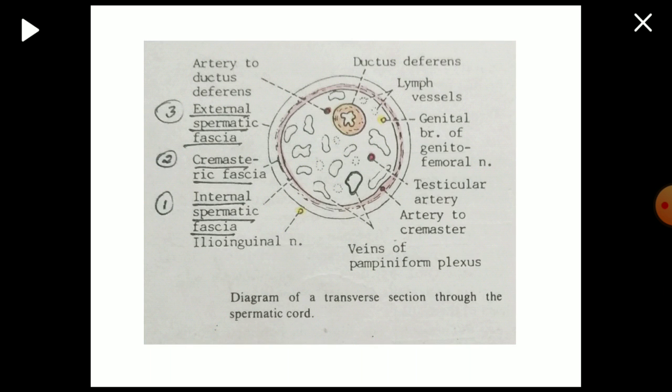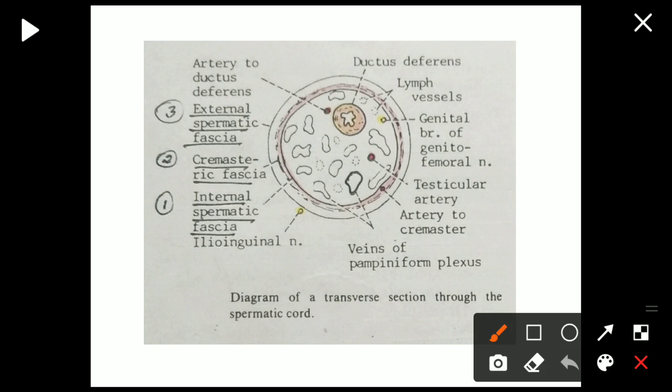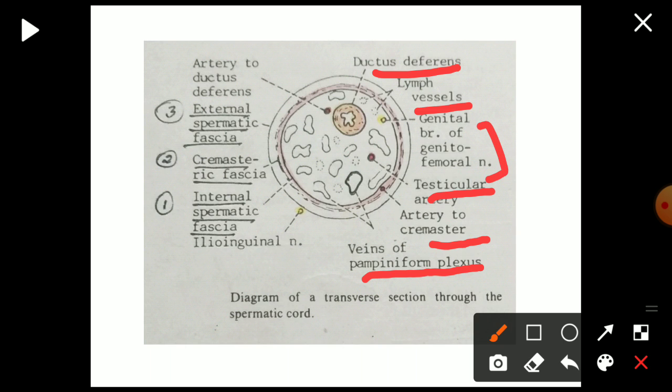Now we'll see what are the constituents of spermatic cord. It has ductus deferens, the testicular artery, cremasteric artery, pampiniform plexus of veins, lymph vessels from testis, and genital branch of genitofemoral nerve. So these are the contents of spermatic cord.